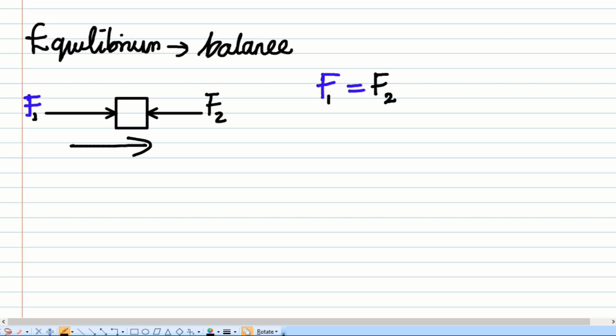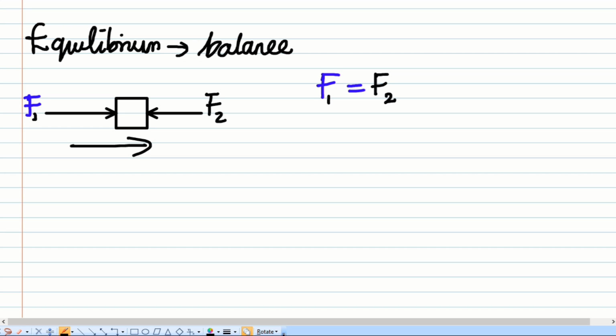But then we're applying another force. It's as if it's a counter force. It's trying to counteract the effect of the first force. Now, given that these two forces are equal, if we say that F1 is equal to F2, what do you think will happen to the box? Will there be any displacement? Will there be a change? What will happen to this box? What you're going to discover is that this box is not going to move.